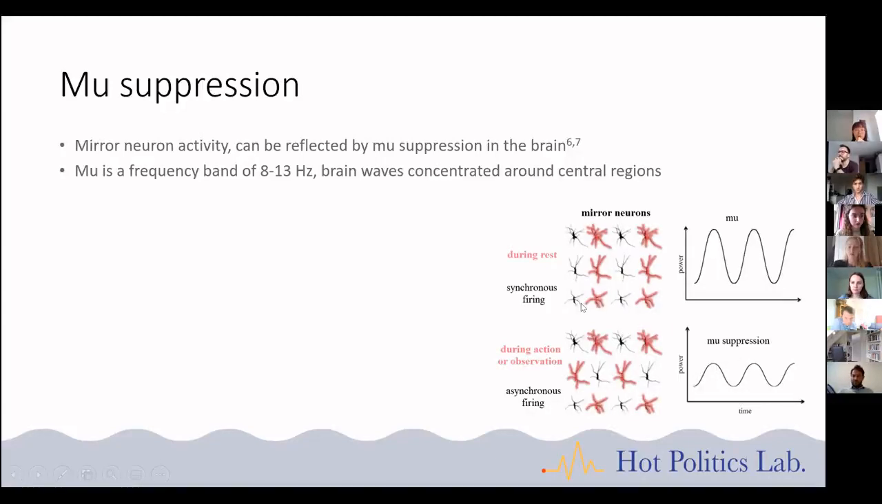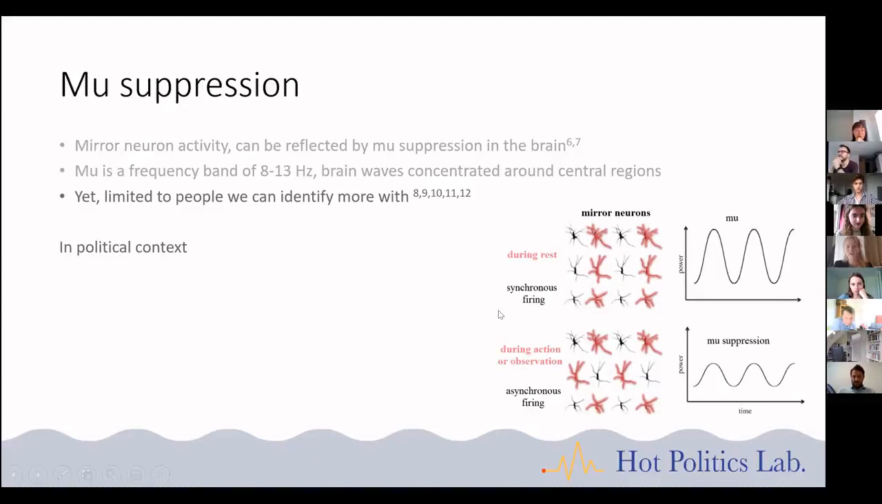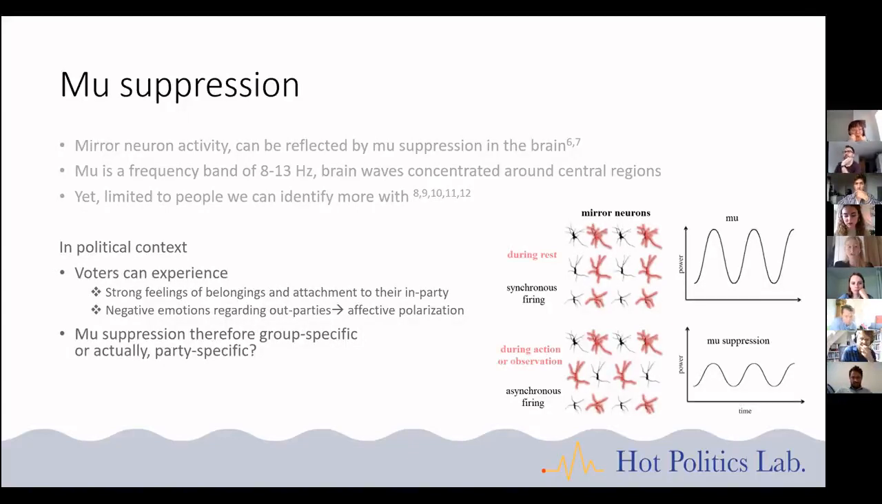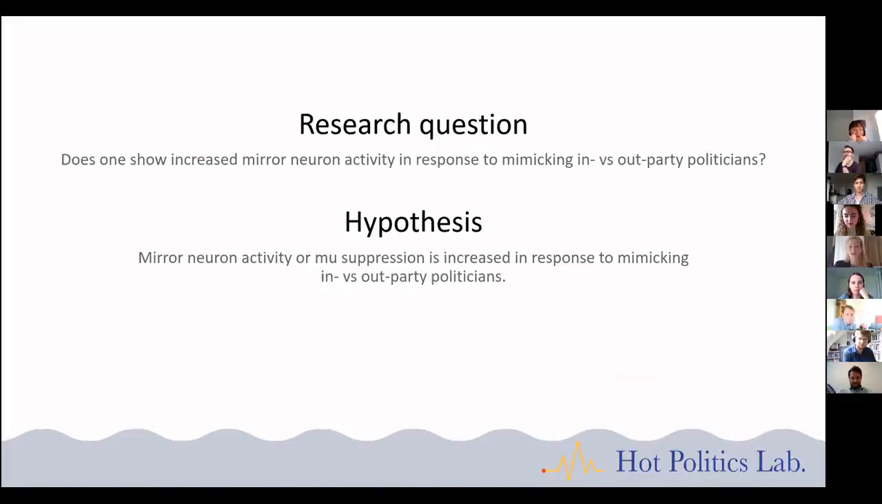And what we want to look at now is whether this mu suppression is limited to people we can identify with. So do we show mu suppression to everyone, or do we show it to people we can identify with? In a political context, voters can experience strong feelings of belonging and attachment to their in-party, yet also feel negative emotions regarding out-parties, which is an indicator of affective polarization. So we wonder whether mu suppression is group-specific or party-specific. Our research question was: does one show increased mirror neuron activity in response to mimicking in- versus out-party politicians? And the hypothesis is that yes, mirror neuron activity or mu suppression is increased in response to mimicking in- versus out-party politicians.